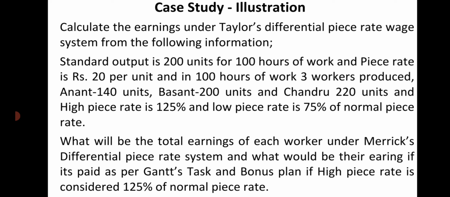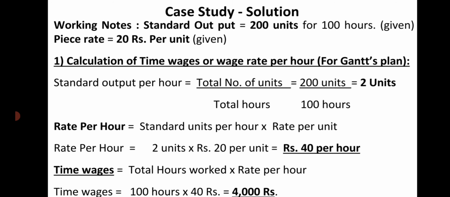Low piece rate is 75%, high piece rate is 125% according to Gantt's task plan. First of all, we have to calculate standard output. Standard output is 200 units for 100 hours, which is given. Piece rate is 20 rupees per unit, which is also given.